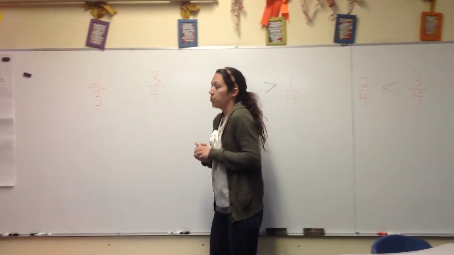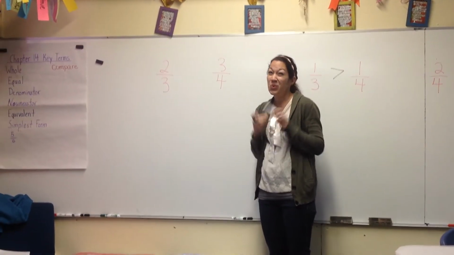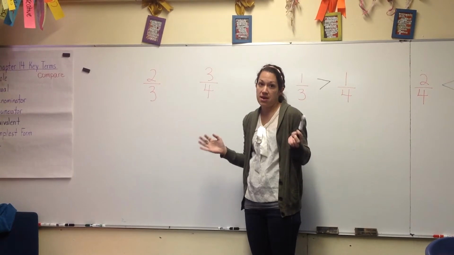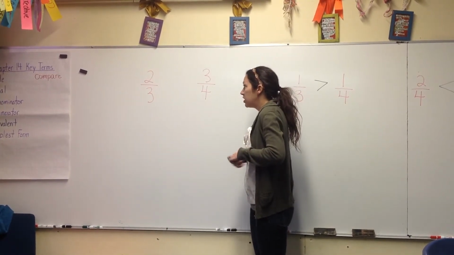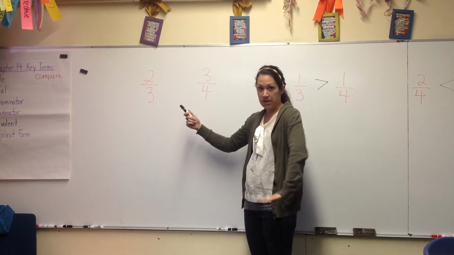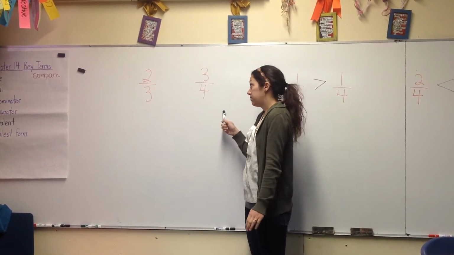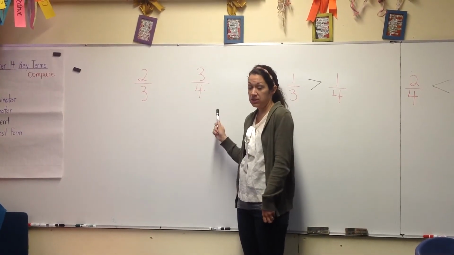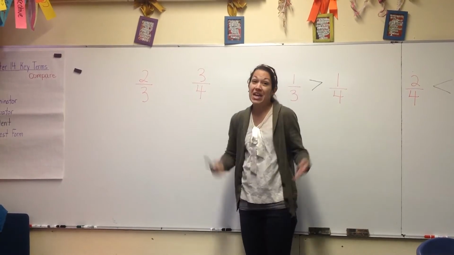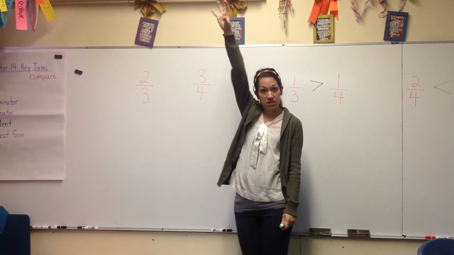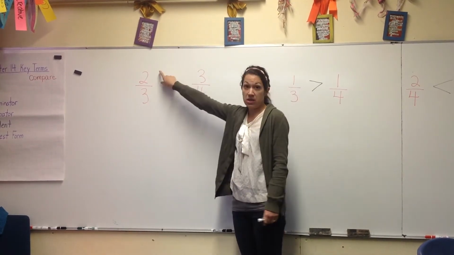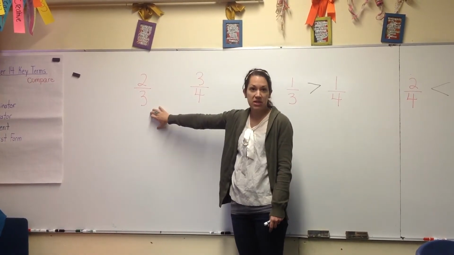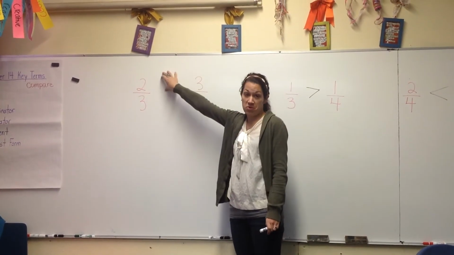Finally, we're going to get to unlike fractions with different numerators. These are the ones that are going to take a little bit more time. So let's check our fraction. Check the denominator first, the number on the bottom, and is it the same or different? I see 3 here, and I see 4 here. So it's different. So these are unlike fractions. Well, my next step is to check the numerator. I have 2 here, and I have 3 here. So not only is my denominator different, so is my numerator.